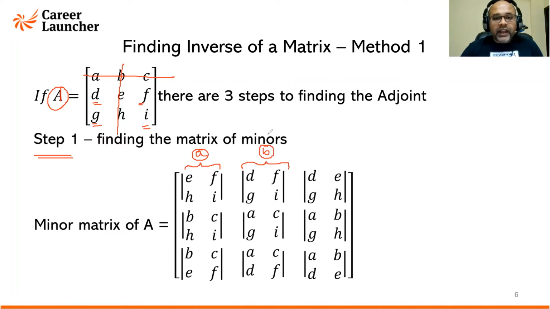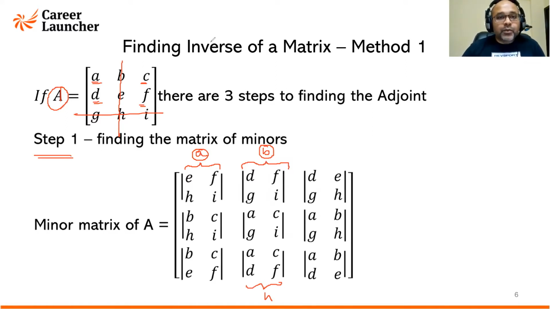Similarly, I will write every element's minor. You can see there are 9 elements. I'll just give you one more example. If you want to write the minor of, let's say, H, then H's column and row are gone. So A, C, D, F. In the place of H, you get A, C, D, F. Such a matrix is called the minor matrix of A, where every element is replaced by its minor. This is the first step.